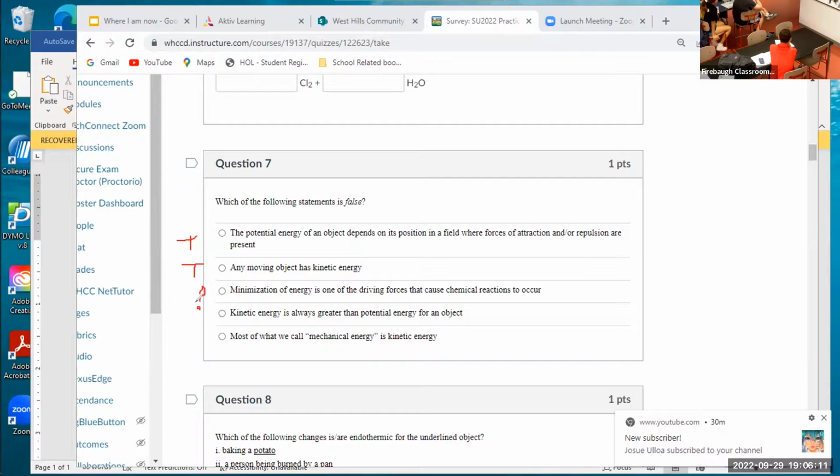So the reason why chemical reactions occur is because you don't want to use energy. Minimization of energy basically means I want to be lazy. I want to sit on the couch and watch TV, right? If somebody would pay me to sit on the couch and watch TV, guess what I would do? Sit on the couch and watch TV, right? So it's this one. It's the false.